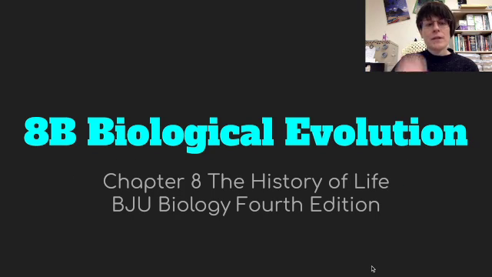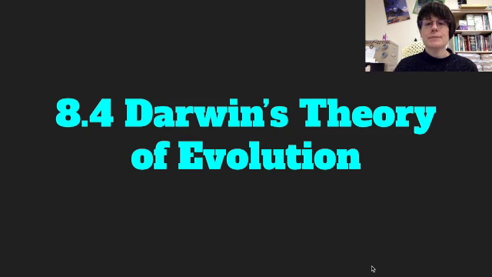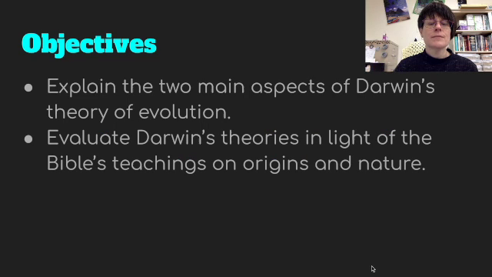We are talking about Section 8b on biological evolution, and today I want to talk about subsection 8.4 on Darwin's theory of evolution. So our objectives today are to explain the two main aspects of Darwin's theory of evolution and evaluate Darwin's theories in light of the Bible's teachings on origins and nature.